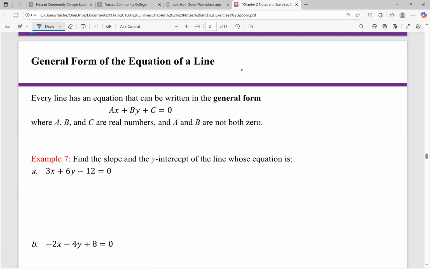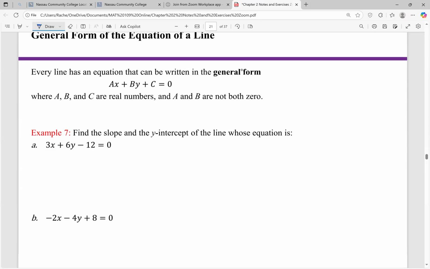So let's look at example 7. Find the slope and y-intercept of the line whose equation is in A, 3x plus 6y minus 12 is equal to 0. So this represents the equation of a line. It's just in standard or general form. You see it's in this form ax plus by plus c is equal to 0. What I want you to do is find the slope and the y-intercept of this line. So I would just get the line into y equals mx plus b form, right? Because when we're in this form, we could easily see the slope and the y-intercept.